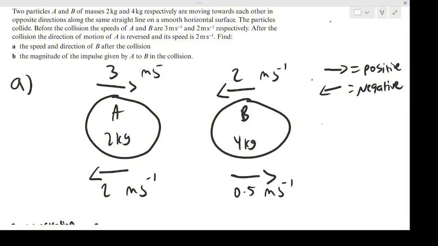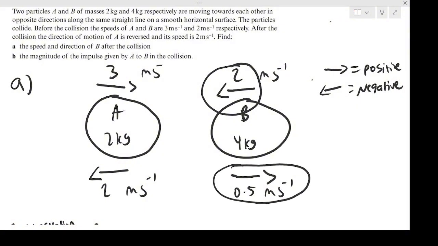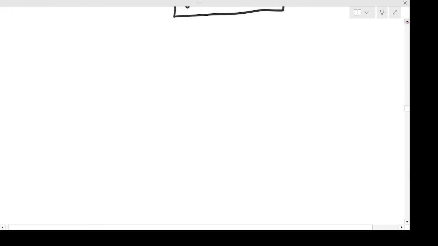But to describe the direction, we need to use comparative language. Either we can compare to the direction before. B's originally going backwards and now it's going forwards. So if we describe that comparatively, we can say the direction is reversed or it's changed direction. So it's comparing it to its original direction.